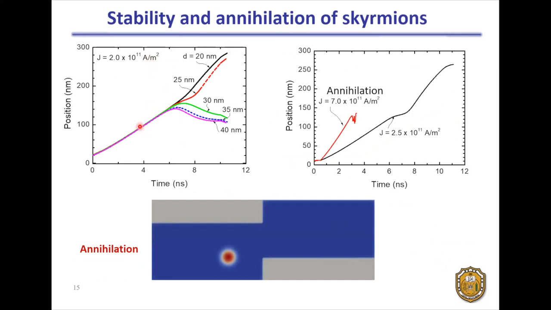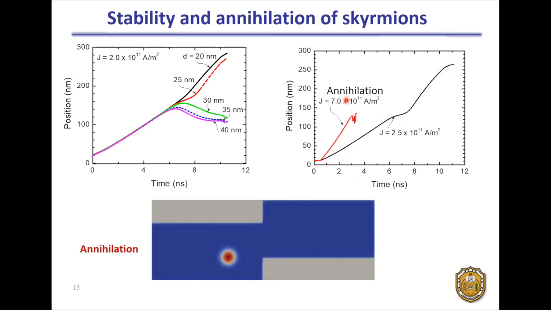Now, this is also the dependence on the device geometry, like this parameter D here. You have a certain optimal condition where you can stabilize the skyrmions. And here you have the position versus time. You can see for this case, the skyrmion could escape, okay, and go to the edge of the device, which means this barrier energy is not enough to stabilize skyrmions.